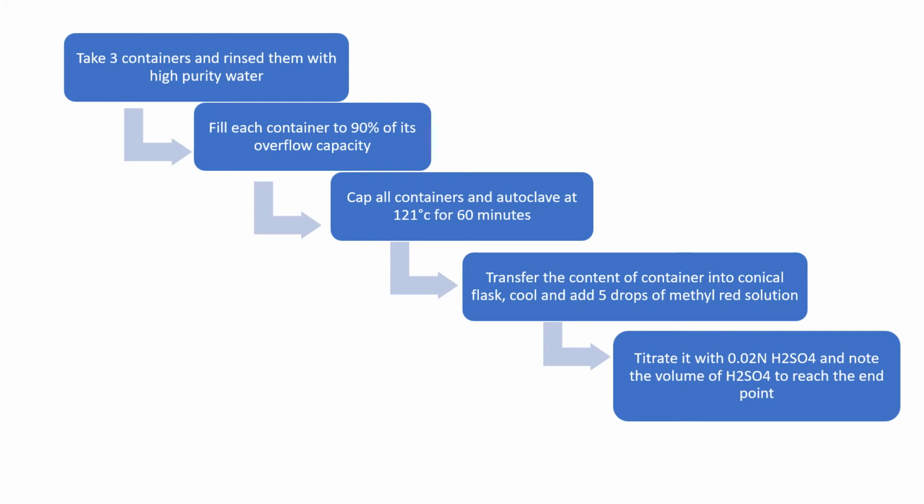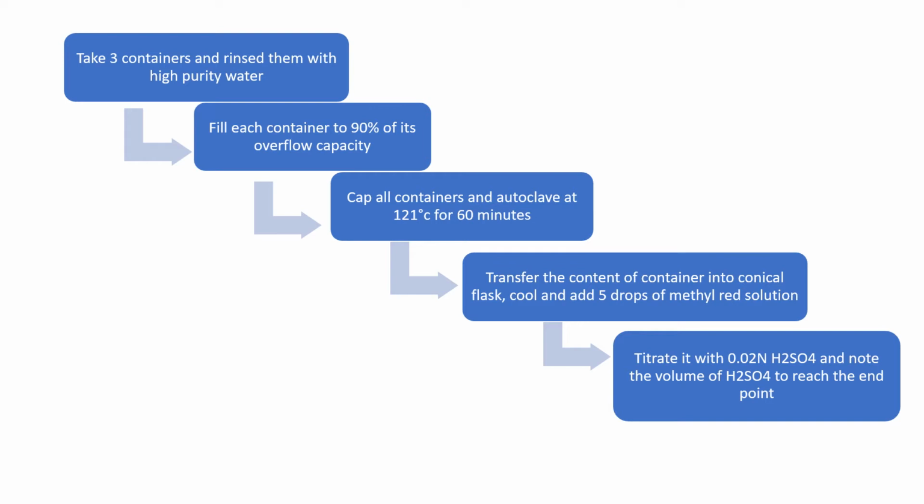You first have to take three containers and rinse them with high purity water, then fill each container to 90% of its overflow capacity. You have to fill it actually to the 90% level. Then you need to cap all the containers and autoclave them at a high temperature of 121 degrees Celsius for 60 minutes.